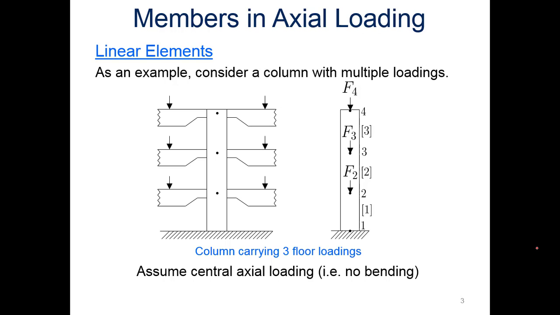So we have different forces that the different floors are applying on this column. So force at node 4, at node 3, node 2, and nothing at node 1 besides the weight of the column. And then we have different elements between those nodes, 1, 2, and 3. All right. So how can we look at this?